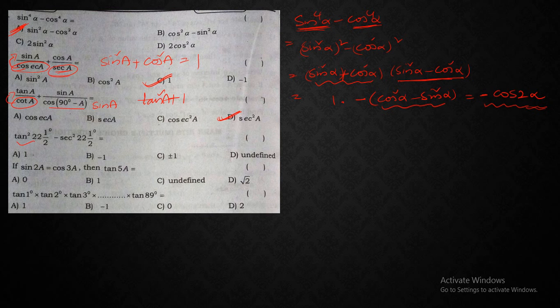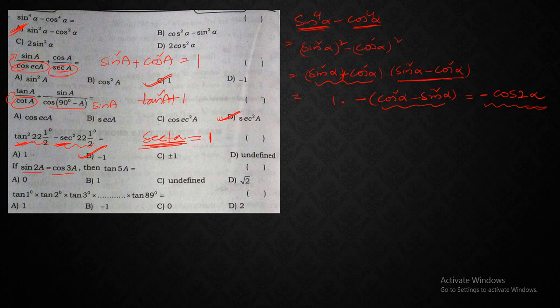So tan square theta minus secant square theta. I already said to remember this, right? If theta is given, then secant square theta minus tan square theta is equal to 1. But here the order is reversed. So that's why we are going to get minus 1. So the answer is minus 1.